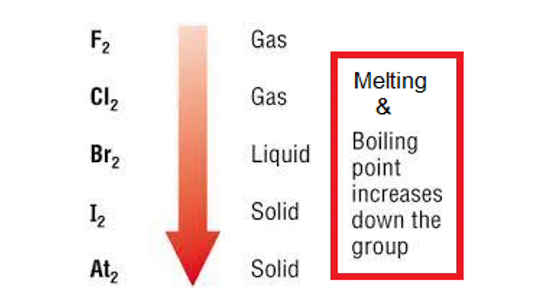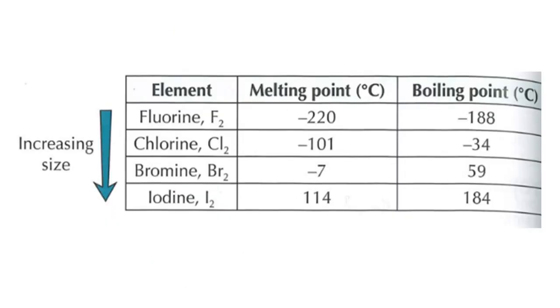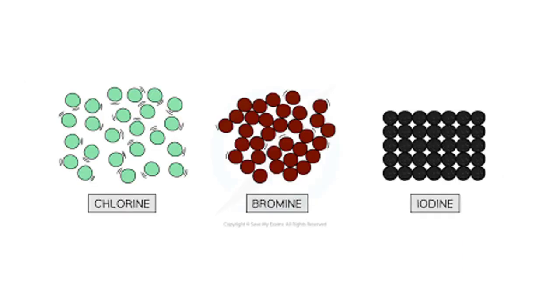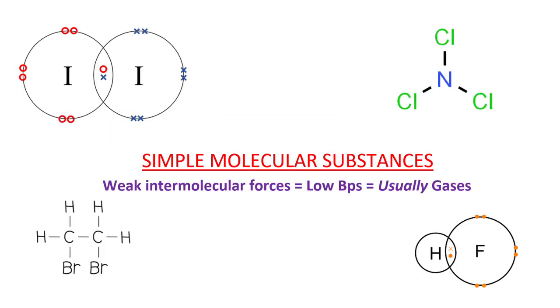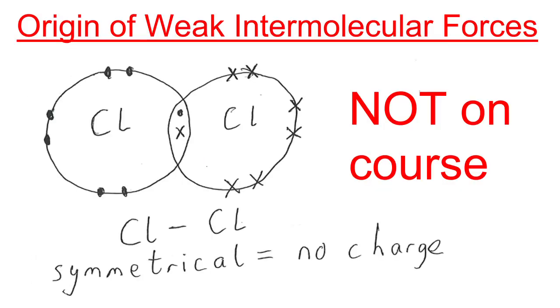Why do their melting and boiling points increase as you go down the group? As you can see, it goes from minus 220 for fluorine to 114 for iodine. These increase quite strongly. So chlorine is a gas, bromine is a liquid, and iodine is a solid. Well, in order to understand this, you need to know about simple molecular substances, or the weak intermolecular forces, as we call them. Now, I'm just going to quickly show you what these weak intermolecular forces are. It's not on your course, but it will help you understand what's going on, so I think you should know it.